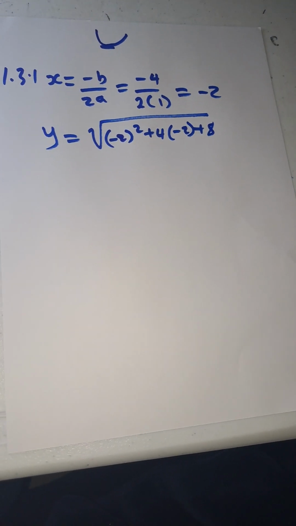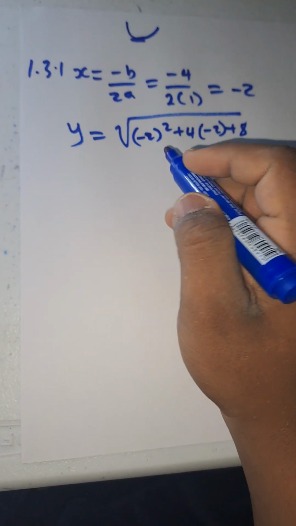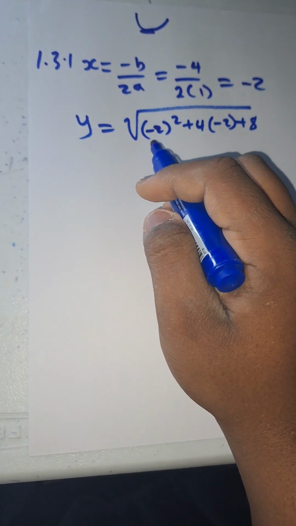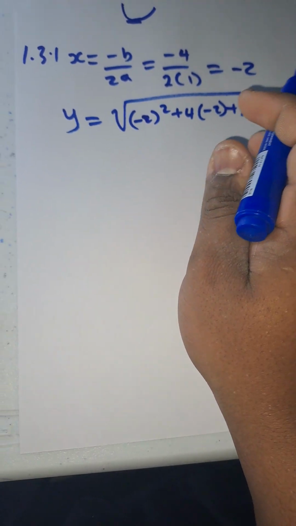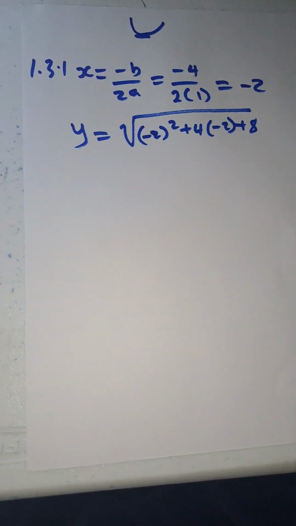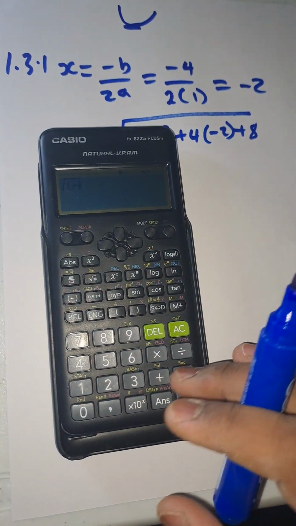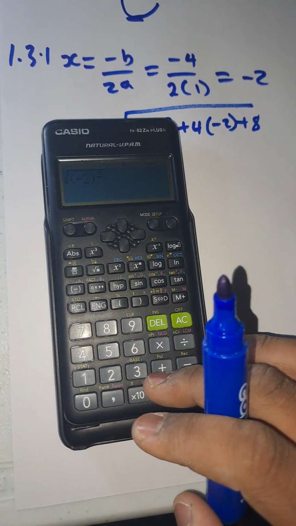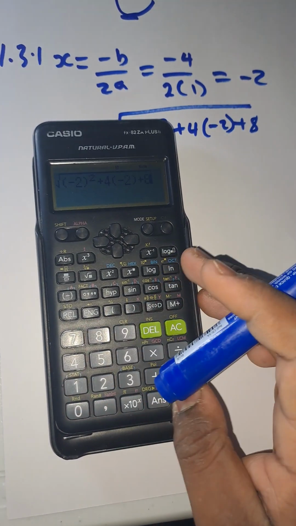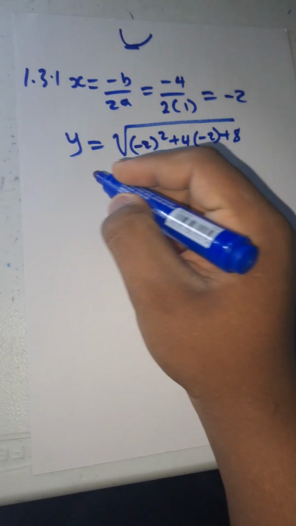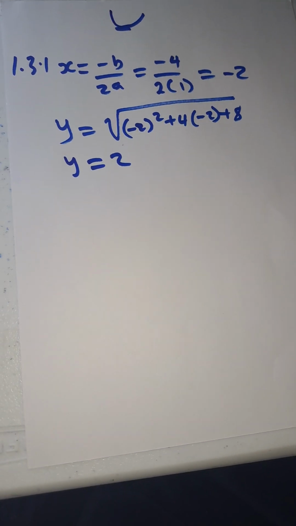See? And then when I'm going to calculate, I'll get what? What is minus 2 squared? It is 4. And then 4 times minus 2. It is minus 8. So, let me take out the calculator so that I don't lie. Minus 2 squared plus 4 times minus 2 plus 8. Get what? 2. So my y is equal to 2. Get my 4 marks. Now, let's continue.